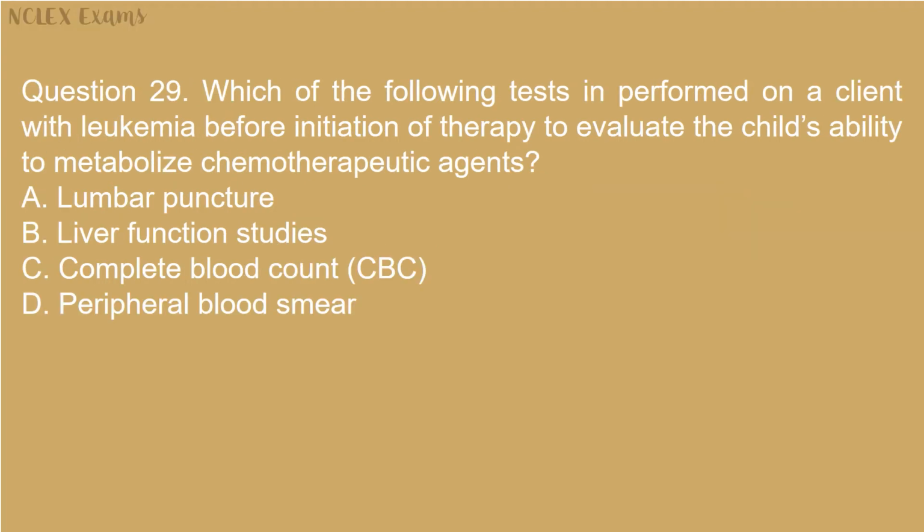Question 29. Which of the following tests are performed on a client with leukemia before initiation of therapy to evaluate the child's ability to metabolize chemotherapeutic agents? A. Lumbar puncture. B. Liver functioning studies. C. Complete blood count, CBC. D. Peripheral blood smear.